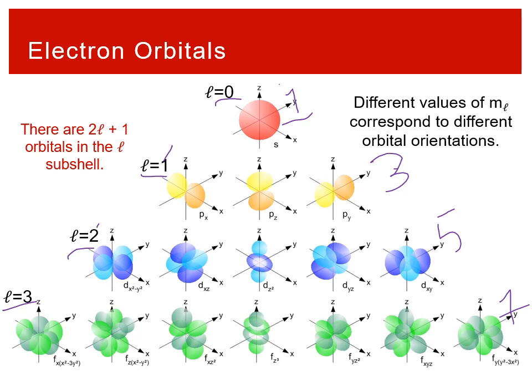2 times 2 is 4 plus 1 gives you 5. 2 times 3 is 6 plus 1 gives you 7. So we can see these relationships that build up. These different orbitals are just different orientations of the same shape. You'll note at the bottom some of the shapes get a little wonky, but they're still the same idea. You also notice the same number of colors.